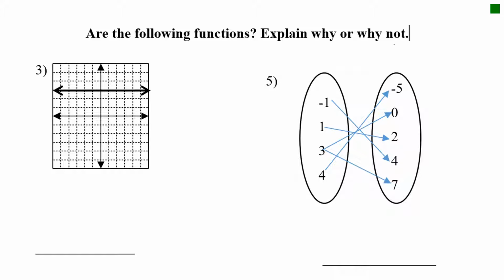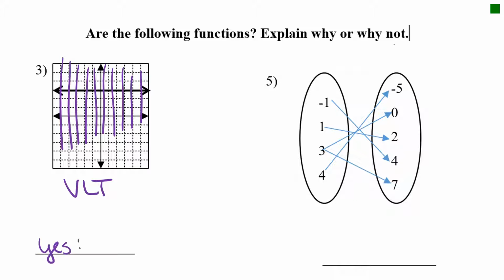So are the following functions? Explain why or why not. We just talked about that. If it is a graph, you're looking for the vertical line test. Can you draw vertical lines and hit the graph only once? Does every line only hit the graph once? The answer here is yes. So this is a function, and your reason is it passes the vertical line test. Nothing to do with it has to be a line. You could see ones that weren't lines. A lot of you on the first quiz thought that was an issue. Nope. Passes the vertical line test.